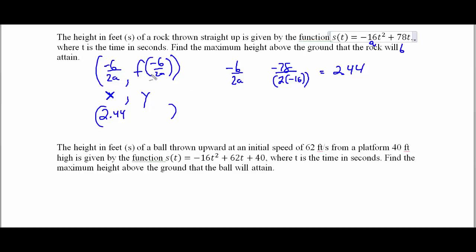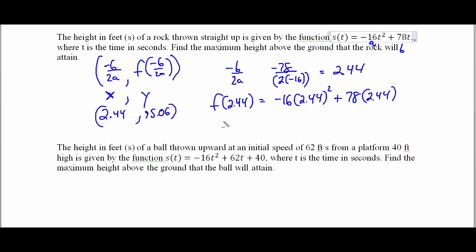Now, to get my f of negative b over 2a, I'm going to plug that 2.44 into the function. So this function is going to be negative 16 times gravity at 2.44 seconds plus the velocity acting on the object at 2.44 seconds. That is going to give me an approximation, if I type that into my calculator, of 95.6 feet in the air. So let's actually take a look at this on the calculator, remembering that it would be approximately 2.5 seconds and approximately 95 feet in the air.